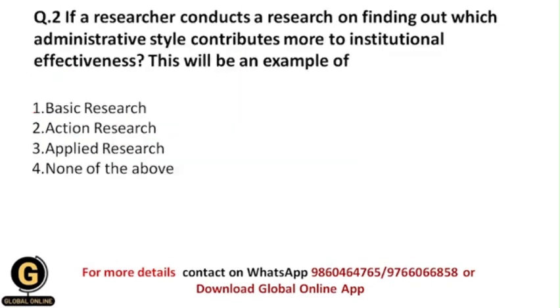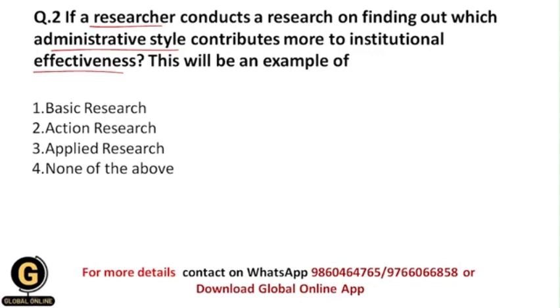Okay. If a researcher conducts research on finding out which administrative style contributes more to institutional effectiveness, this will be an example of. So if I am a researcher and I want to find out how much or at what amount administrative style contributes more to institutional effectiveness, then what kind of research will I follow?